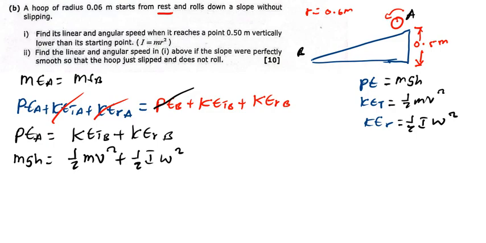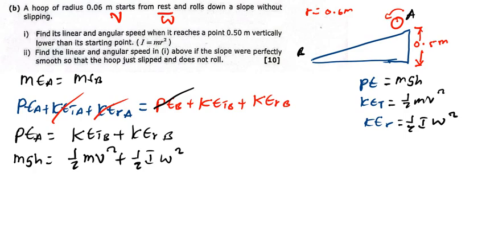We do not have the value of m, so we need to find a way to cancel out m. The first question is the linear speed, v. The angular speed is w. Let's first find the linear speed, then we'll come back and find the angular speed for part A.